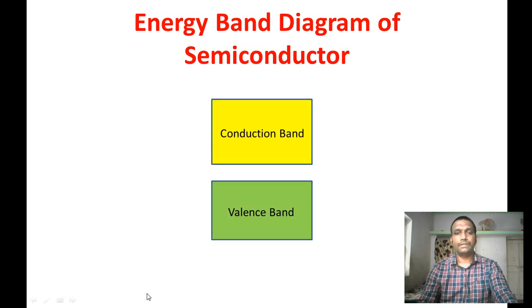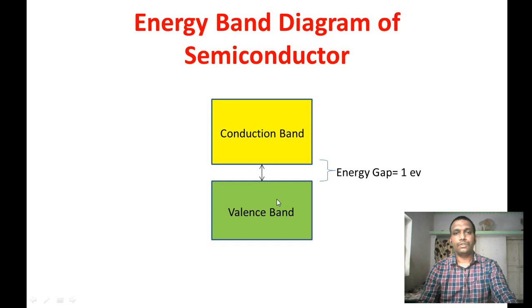Next is the energy band diagram of semiconductor. A semiconductor has properties in between conductor and insulator. That's why it is called a semiconductor. Similarly, it has a valence band and conduction band. The gap between valence band and conduction band, as compared to the insulator, is very small. It is nearly about 1 electron volt. Because of that, the electrons present in the valence band easily move into the conduction band when some external energy is applied to the valence band.